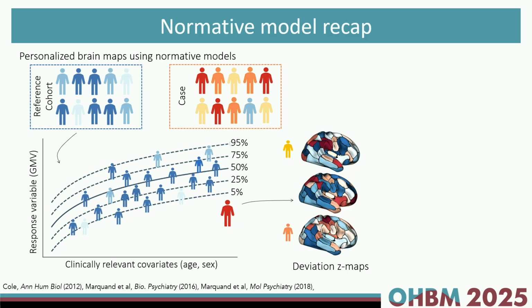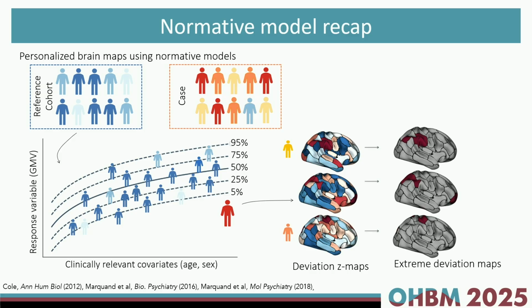Like I showed you, you can get a deviation Z-score map, and what was commonly done in some of the earlier studies, and I think what is still being done, is that you often apply a threshold to give you these extreme deviation maps. And the idea is that these extreme deviations may be clinically relevant or clinically meaningful in some way.